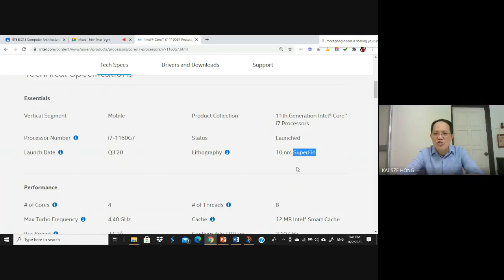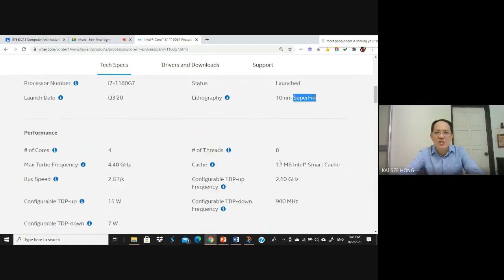So you can go and search. With SuperFin, the number of cores is 4 and threads is 8. As I said, for the Intel i7 processor, you can definitely do 32 instructions together, maximum. Sometimes you cannot do it because there are some hazards. Then the frequency is 4.4.